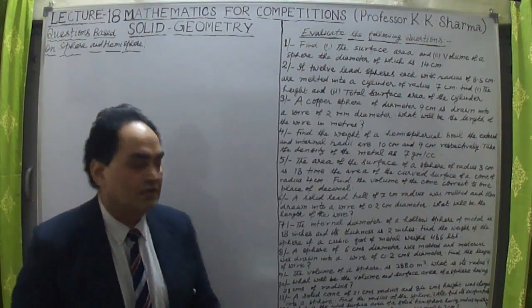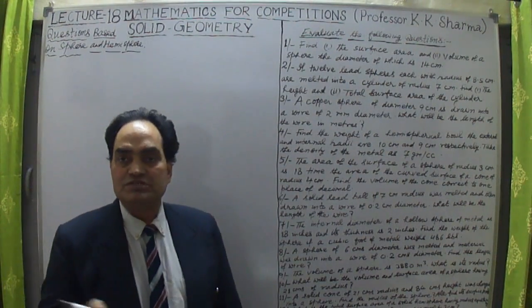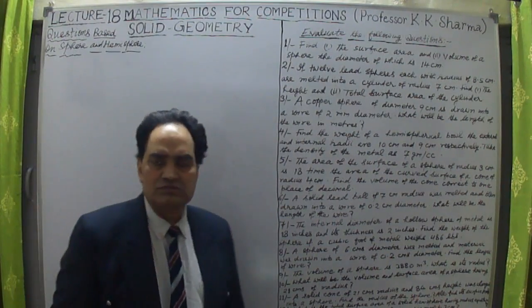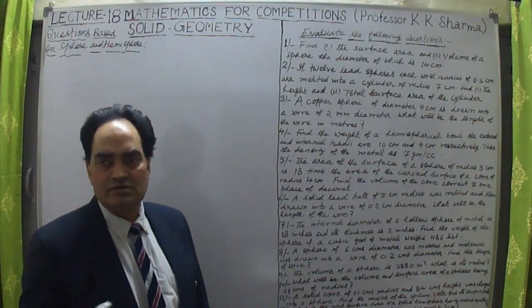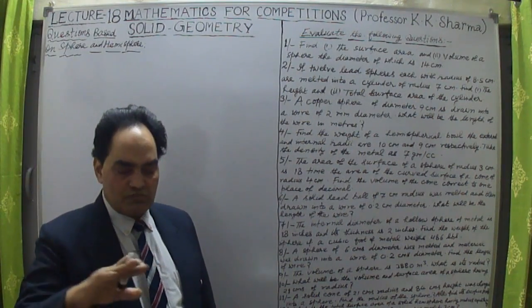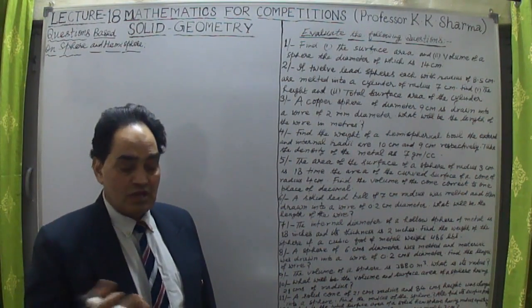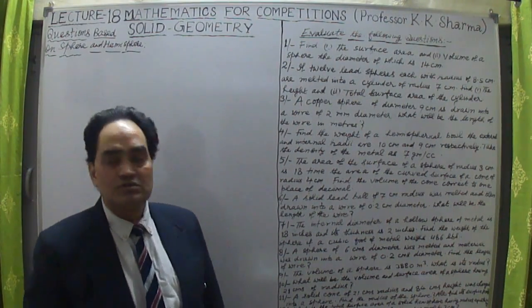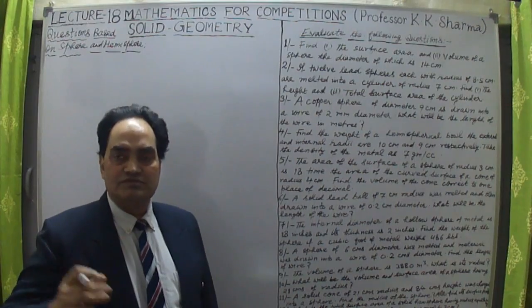Yes friends, so today I am taking questions based on sphere and hemisphere. I've already discussed what spheres are and the formulae used for sphere and hemisphere. Half of the sphere is a hemisphere. Hemi means half: hemi, demi, semi, that is used for half. So hemisphere means half of the sphere.